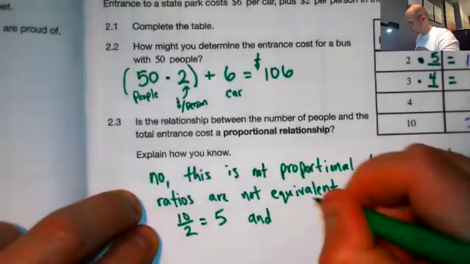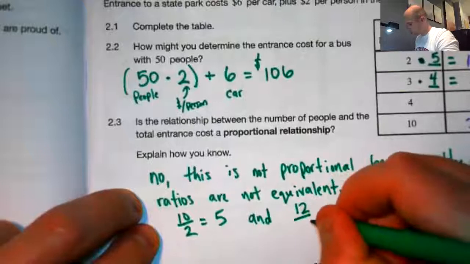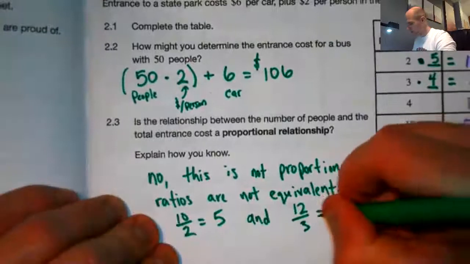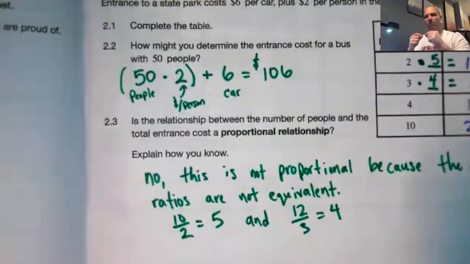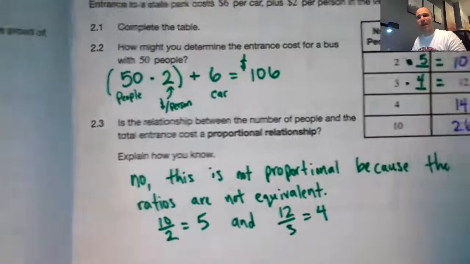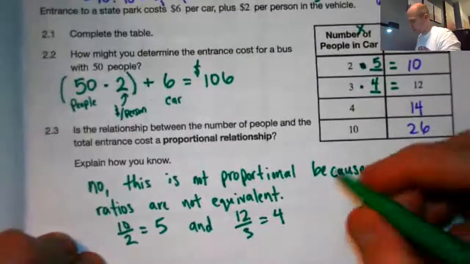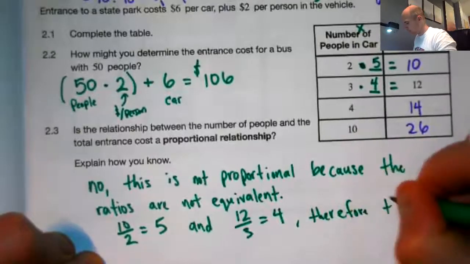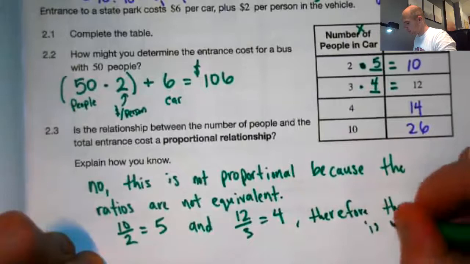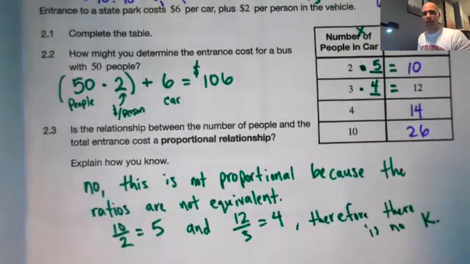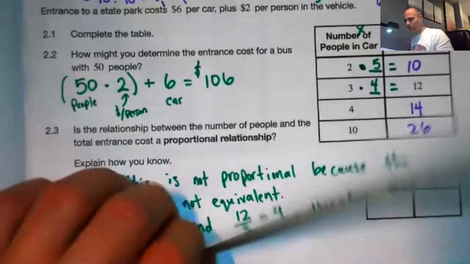So then I checked the ratio between $12 and 3 people, right? And that simplifies to 4. And so the fact that these two ratios are different tells us that there's no constant, right? Constant means doesn't change. This number multiplying across the rows is supposed to not change in order to be a constant of proportionality. So therefore, there is no, I'm just going to say K. Remember, that stands for constant of proportionality, the letter K. All right, let's move on.